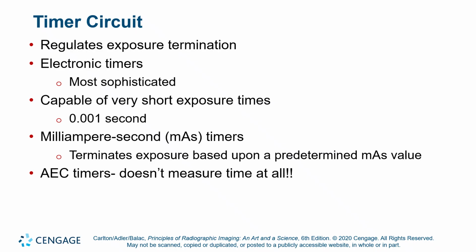And then our AEC timers don't measure time at all. We'll learn about AECs in the fall. AECs, the modern ones, are ion chambers, so they're literally catching ionizations. When they reach a threshold ionization count, then they shut the exposure off.